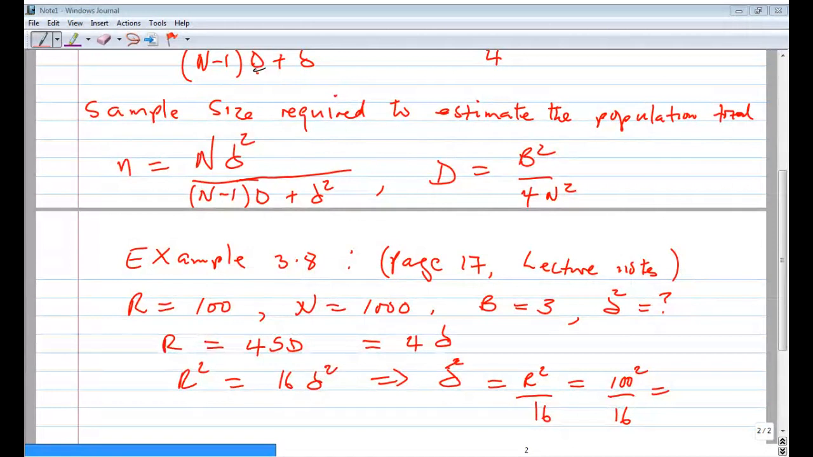So I'm waiting for the answer. Is it 625? Yes, 625, that is our variance now. So now we have our variance, so we can use it.